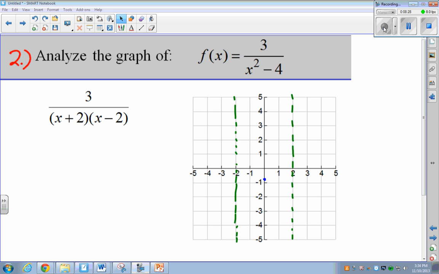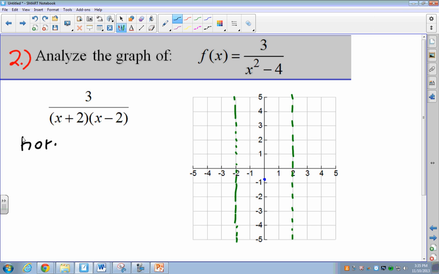Okay, now we have our y-intercept and vertical asymptotes. We've got to find our horizontal asymptotes. If we look here, we can see that it is bottom heavy. And since it's bottom heavy, that means our horizontal asymptote is y equal to 0. So now we just have to figure out what's going on up here and what's going on up here.